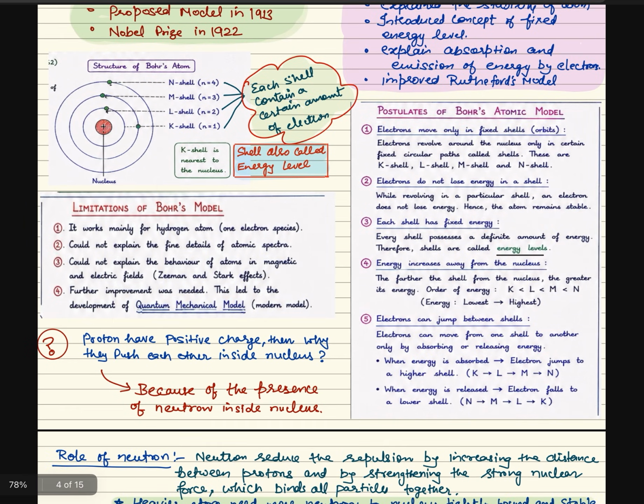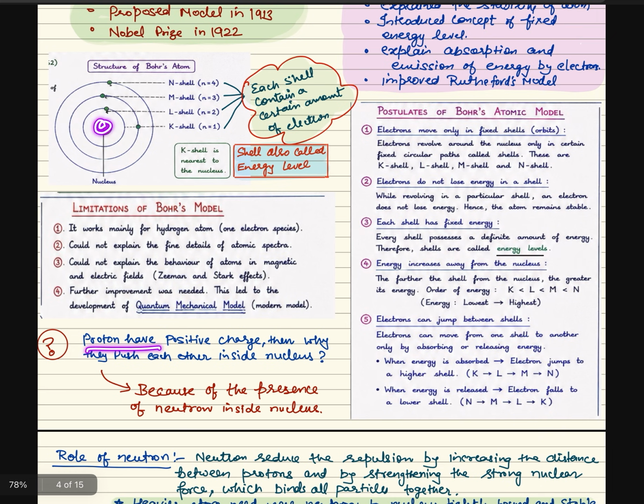Because as per this model, protons have a positive charge and electrons have a negative charge. Then why, if there are a number of protons, do they not push each other, since same charges repel? Why are they not pushing each other inside the nucleus? Why is this positive charge bound in the nucleus? Because neutrons are also present inside the nucleus with the protons, and neutrons are neutral.